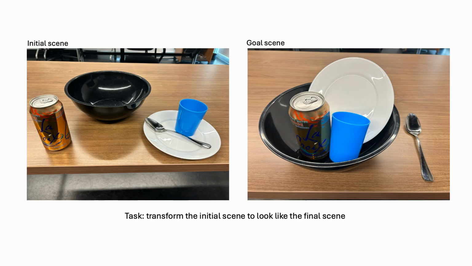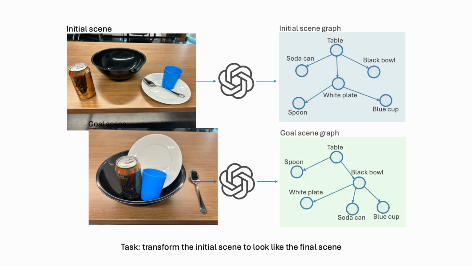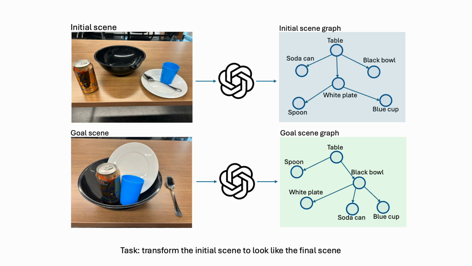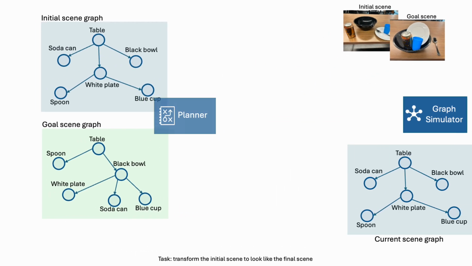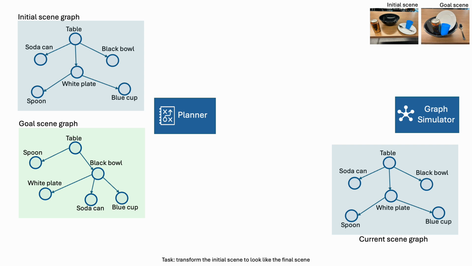The task is to transform the initial scene to look like the reference scene. Verigraph starts by creating scene graphs for the initial and goal scenes. The LLM planner takes the initial scene graph and the goal scene graph and predicts the first action. The graph simulator verifies that the action is feasible and asks for the next action.